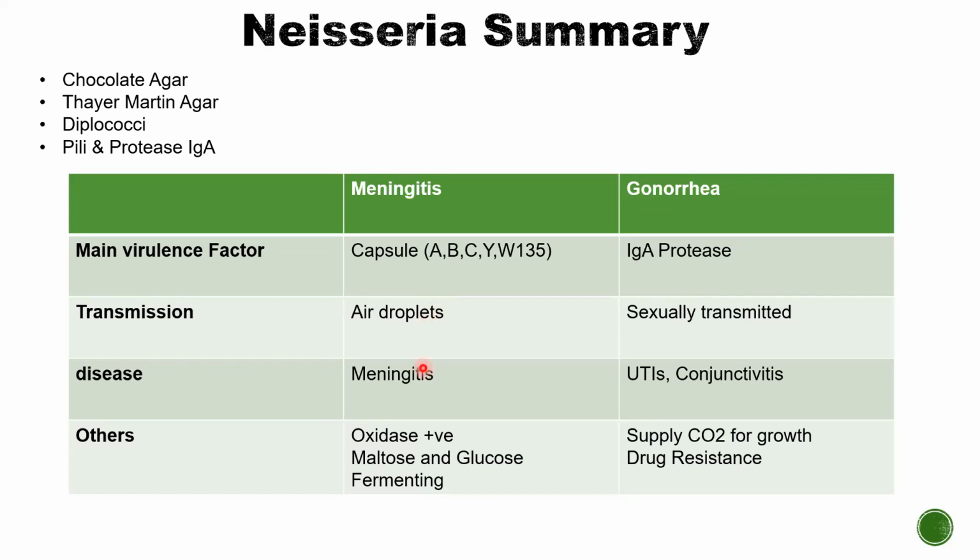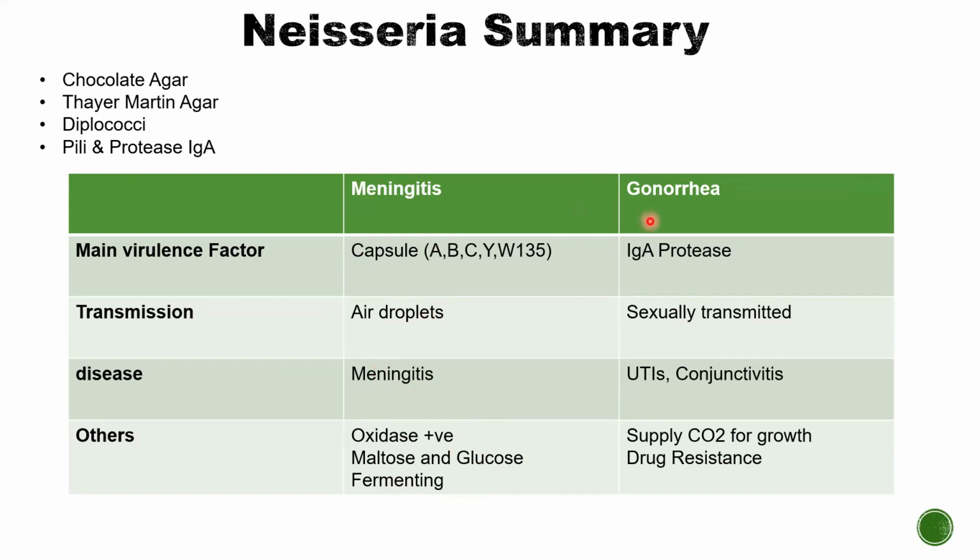Okay, so meningitidis, remember maltose and glucose, M and G. It ferments maltose and glucose and it's oxidase positive. How do we remember it? The brain really needs oxygen supply. It's the first to get damaged when there's no oxygen supply.